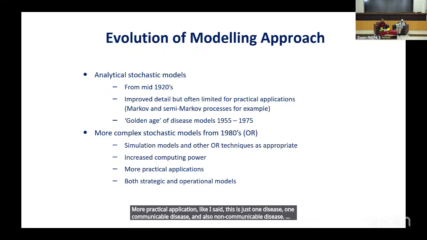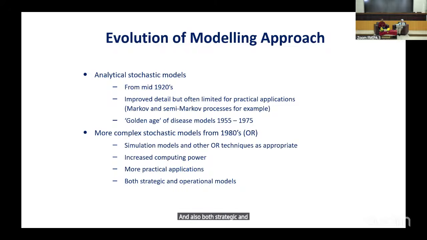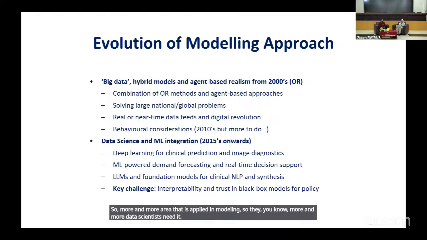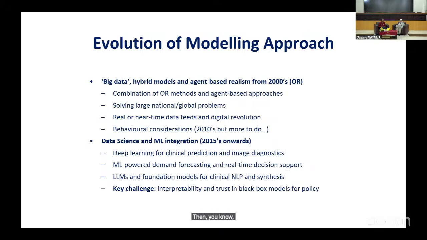We'll talk about this later. And also both strategic and operational models as well. So more and more areas are applying modeling, so more and more data scientists are needed. And then in the era of big data, hybrid models and agent-based models, starting from 2000. This is a combination of our methods and agent-based approaches, and it can solve large national and global problems.